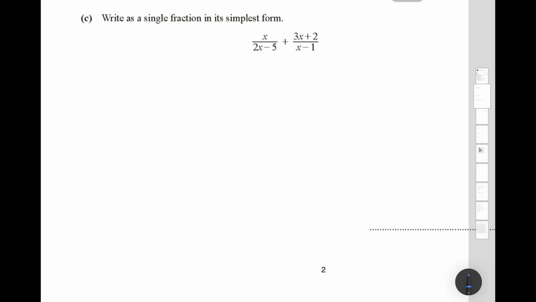Hello, hi. In this video, I'll show you the steps on how to simplify algebraic fractions. So let's get to it.